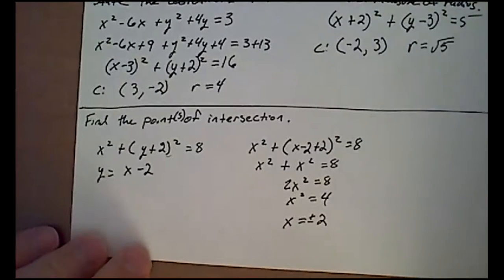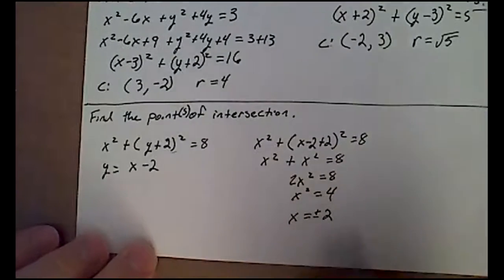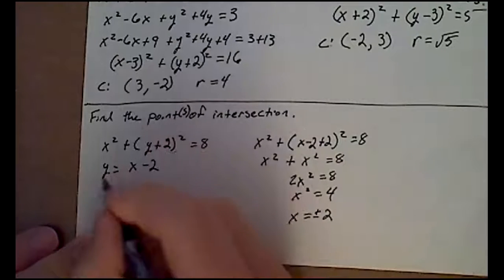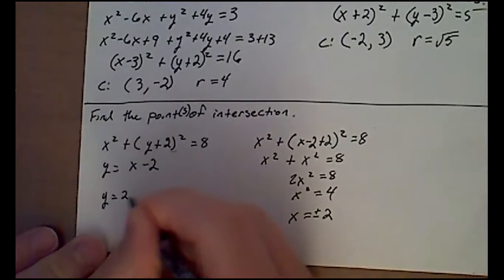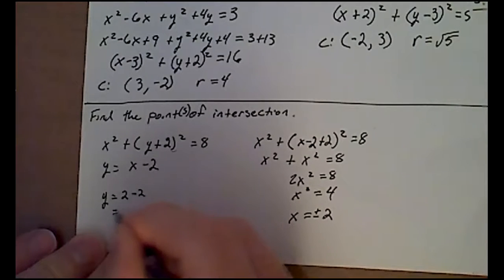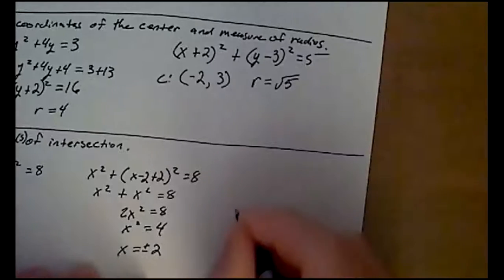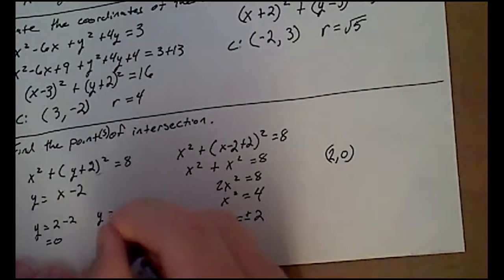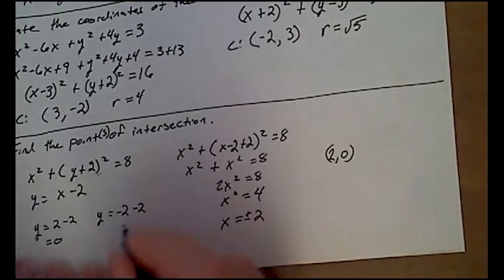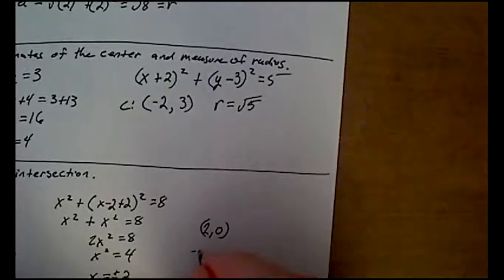And so, what are those points? Well, if x is positive 2, then y equals 2 minus 2, which is 0. So one of our points is 2, 0. If x is negative 2, y is negative 2 minus 2, which is negative 4. So a second point would be negative 2, negative 4.